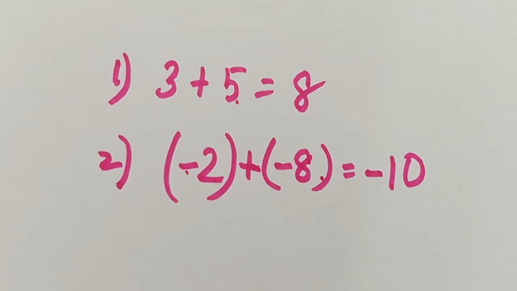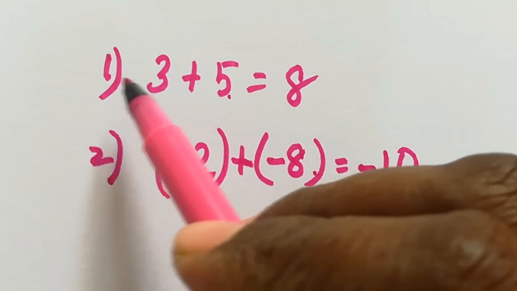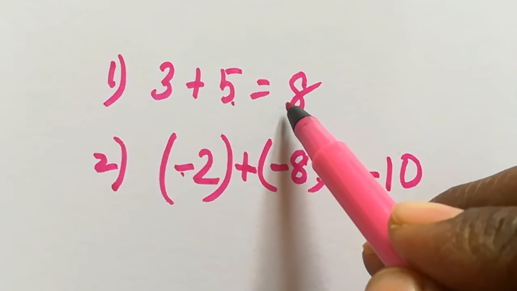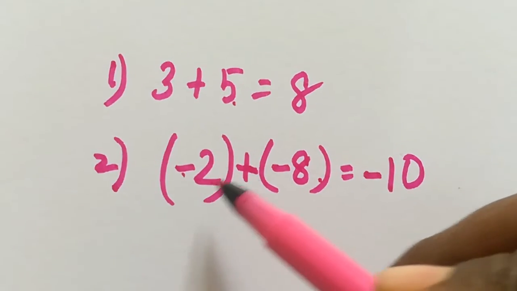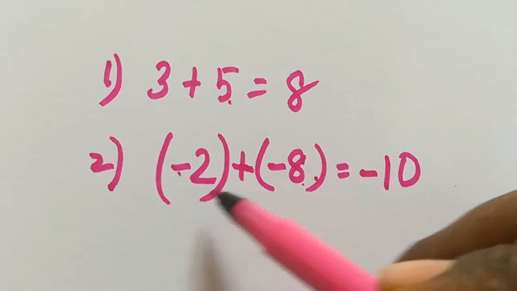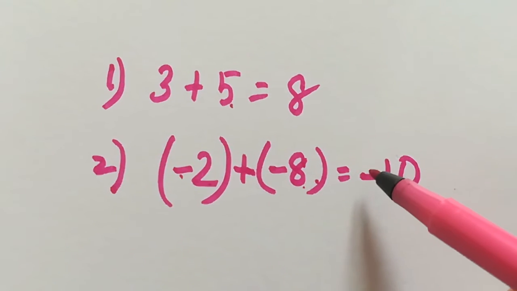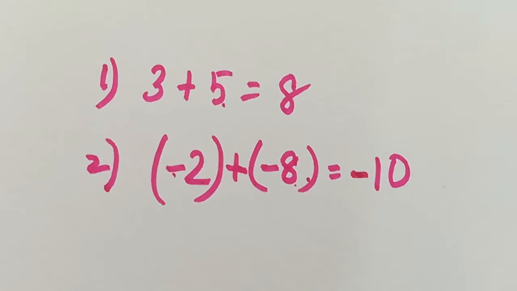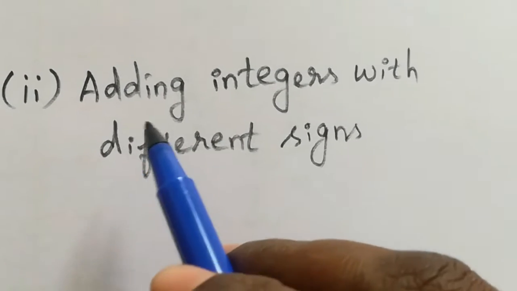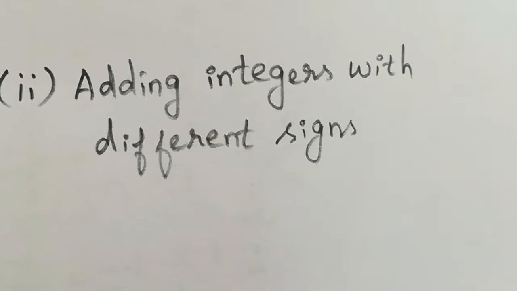So, remember children, when we add two positive numbers, we get a positive integer only. When you add two negative integers, we get a negative integer. We do addition, but what do we put? The symbol minus.